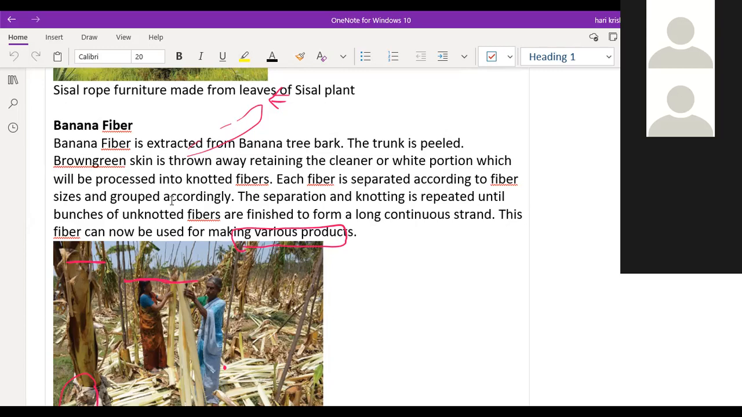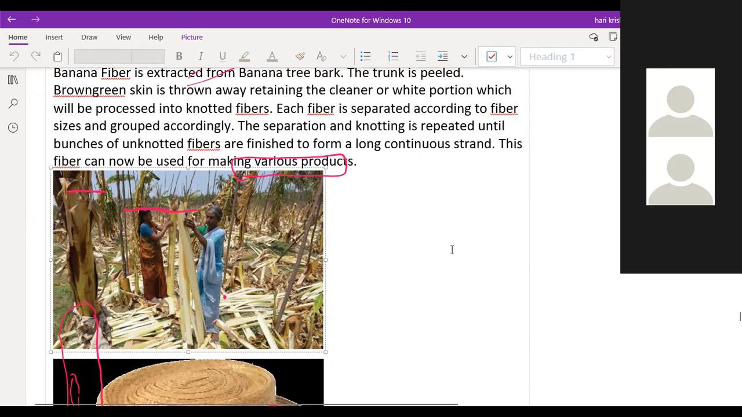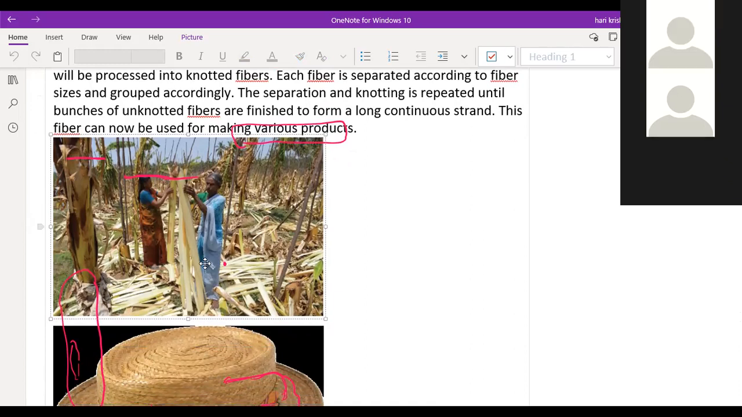Now you can see here how the woman is taking the banana stem of the banana plant and peeling off that stem in the picture. According to the required length of the fiber, they will peel it into different sizes. If you want a short fiber only, you can cut it short and peel only some portion. If you want a long fiber, you have to peel completely from top to bottom of the stem. Understand?